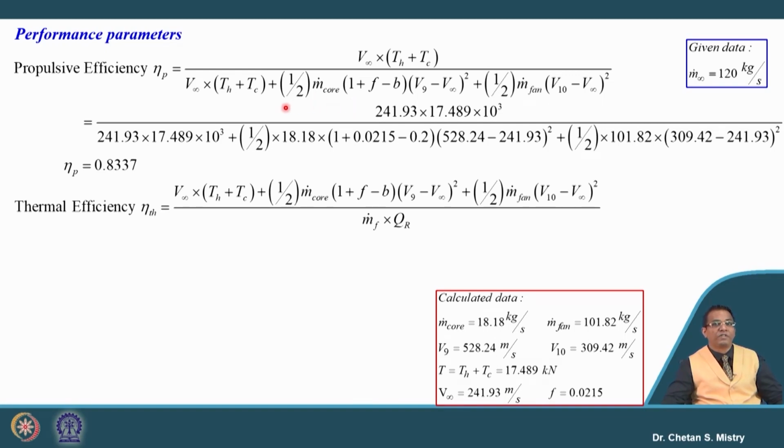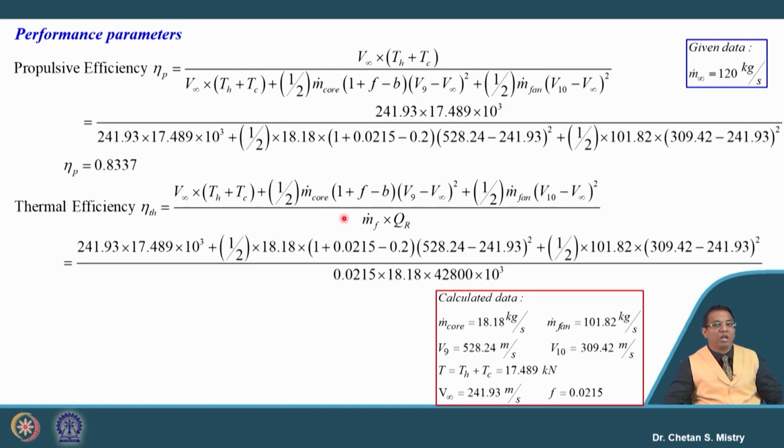In line with that, we can calculate our thermal efficiency. We know this thermal efficiency we correlate in terms of the denominator divided by our MF into CV value. If we put this number, that gives the thermal efficiency as 30.34%. Once this thermal efficiency is known to us, we can calculate our overall efficiency, which we write in terms of thermal and propulsive efficiency. That is what we get as 25.29%.